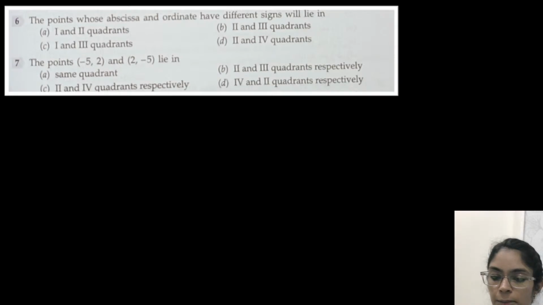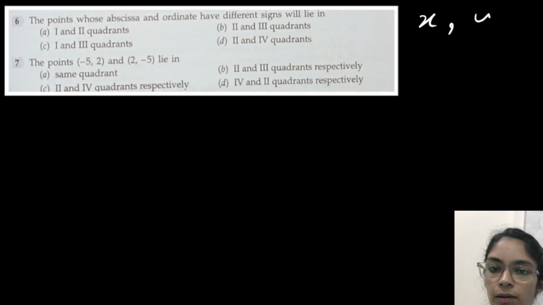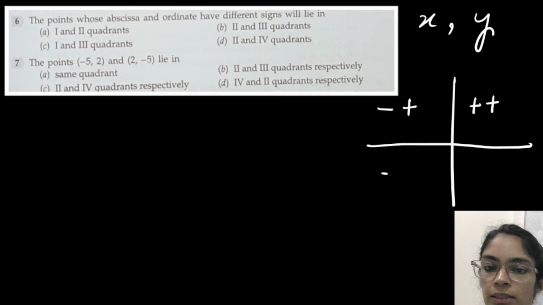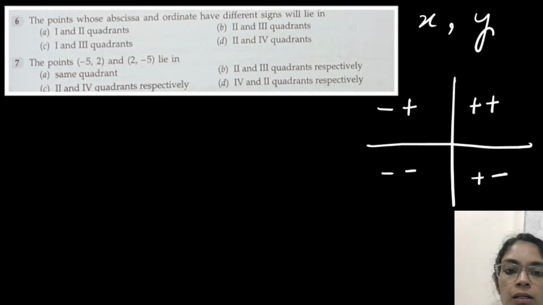Next question, question number 6. The points whose abscissa and ordinate have different signs, in which quadrant will these points lie? Abscissa means x coordinate, ordinate means y coordinate. We have already done the first question. First one both positive, second x negative, y positive, third both negative, fourth x positive, y negative. So in which quadrant do they have different signs?